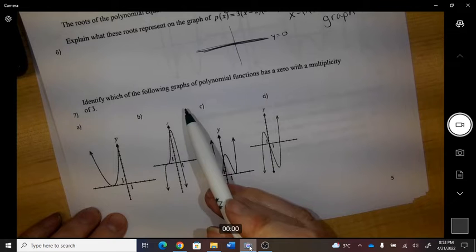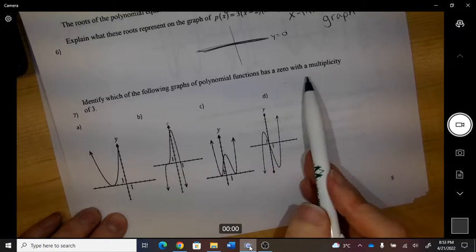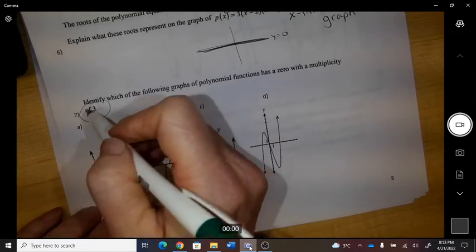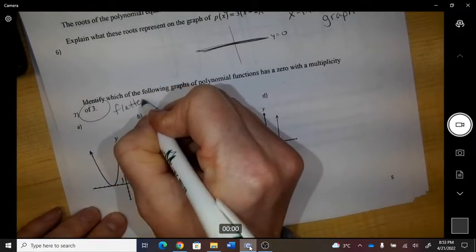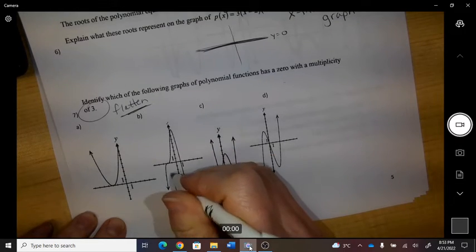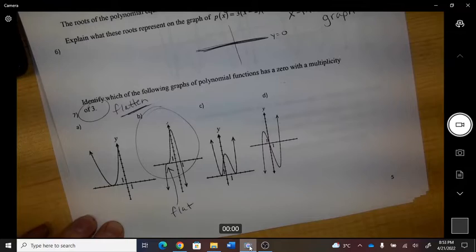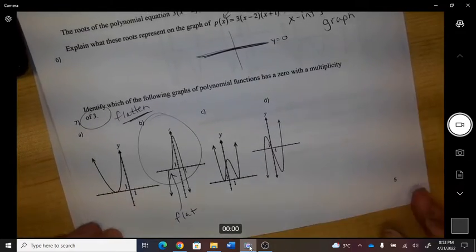Identify which one of the following graphs has a 0 with a multiplicity of 3. So we're looking for some kind of flatten. Okay, so that would be right here. Okay, so we're just looking for a flatten.